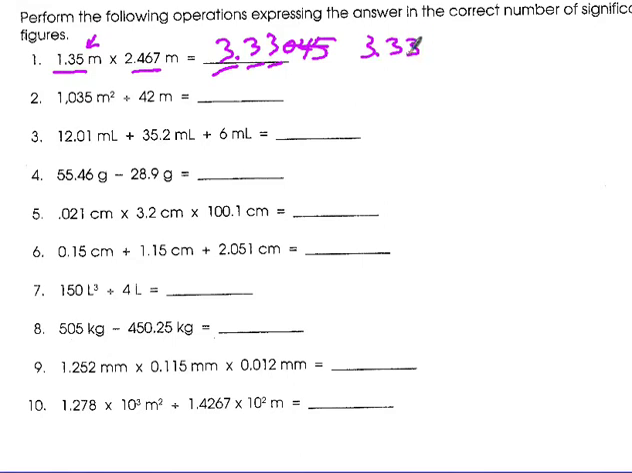So my answer is 3.33. We have a meter times a meter, so it would be meters squared. Remember, your number has to have a unit. It has to have a unit for it to be a complete description of the matter that you're talking about.